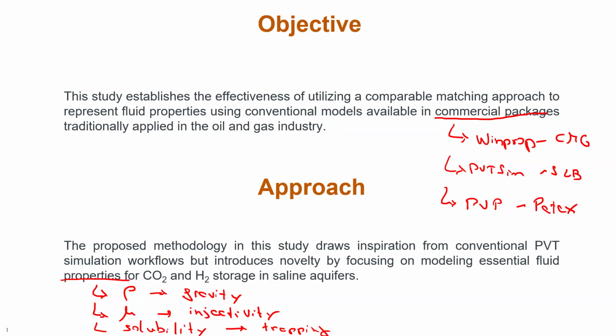The CO2 can be trapped in the aqueous phase due to the capability of the CO2 to go into the aqueous phase as a function of pressure, temperature, and salinity. So it's very important as a trapping mechanism. It justifies why we need to go over all those properties and try to reproduce the lab experiments of those properties in our models.